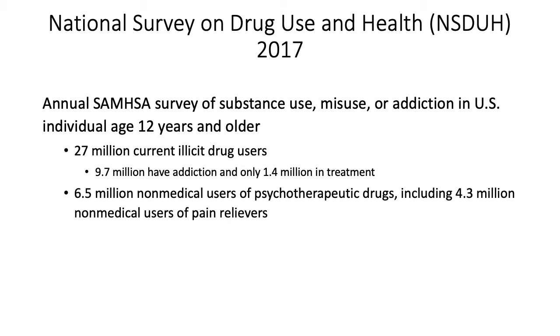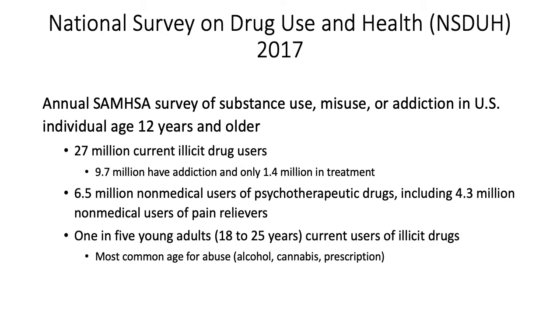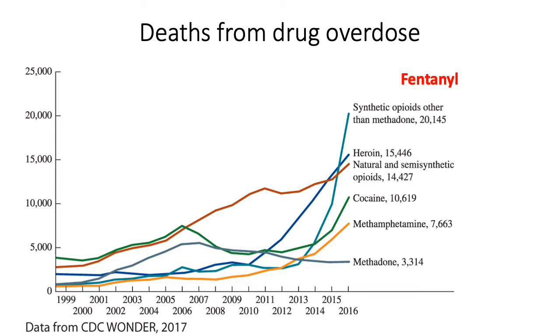And so that means that these are drugs that doctors can prescribe. However, people are obtaining them illegally. And 1 in 5 young adults between the ages of 18 to 25 are currently using some type of illicit drug. And this is also the most common age for drug abuse in general. And the types of drug abuse that are found in this age are alcohol being number one, cannabis, and prescription drugs being the third.